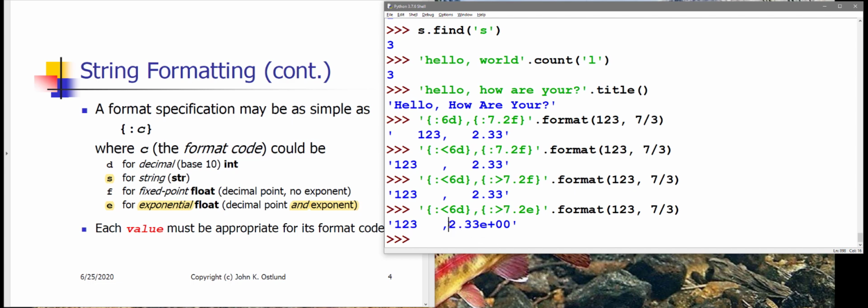So what we have here is 2.33, because I did require 2 digits after the decimal point. But I also used e here, which means I require an exponent, and the exponent is displayed as e followed by a plus or minus sign, followed by a minimum of 2 digits of an exponent. In this case, the exponent is 0, so this is 2.33 times 10 to the 0 power, but I do get 2 digits for the exponent.